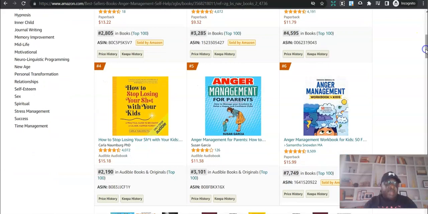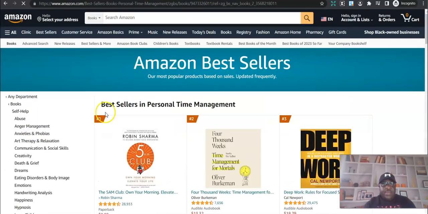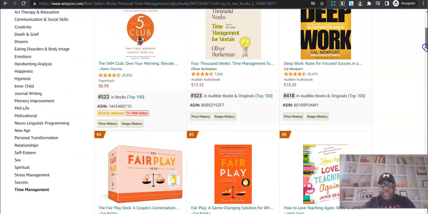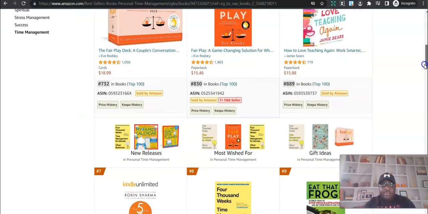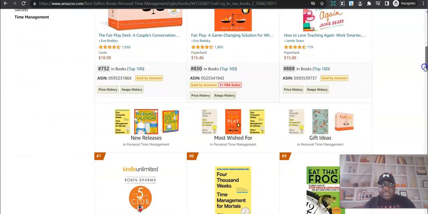Most likely, okay, let me check time management. So now these are books, bestsellers in personal time management. So the same criteria stands. Scroll down, we're looking for low entry point. So this says how to love teaching again.